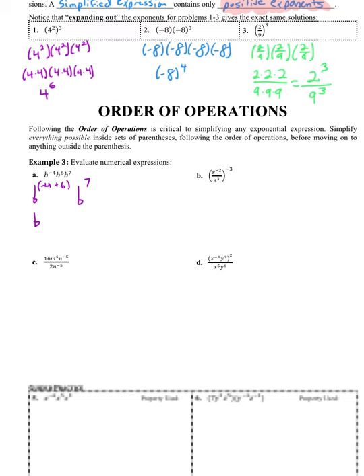Wait, negative 4 plus 6? Wouldn't that equal 2? That would equal positive 2. Thank you. Yes. Way better. So we're going to do positive 2. And then you have b to the 2 plus 7. That would equal b to the 9th. Thank you. Yeah, so you got it. You got the right idea. Okay.